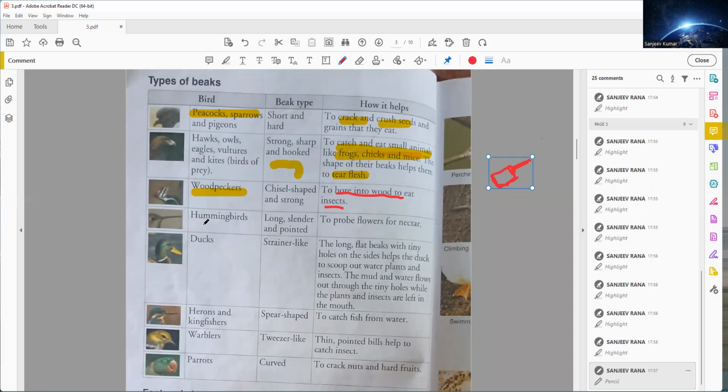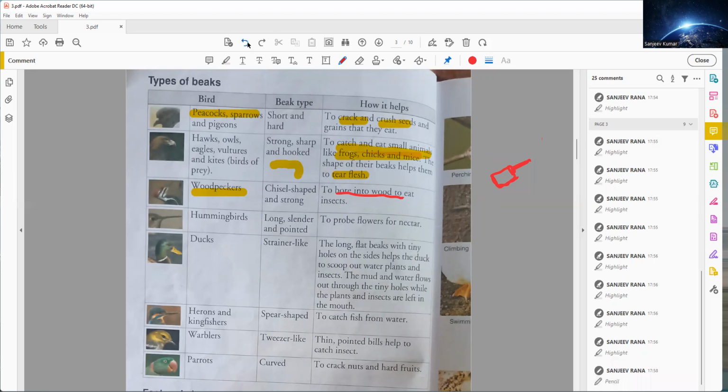Then coming to the hummingbird. You would have read about hummingbirds in your GK also. It is the bird which can stay in place for a long time and has the fastest flapping wings. The bird flaps its wings at a very high speed. Hummingbirds have a long, slender, and pointed beak.